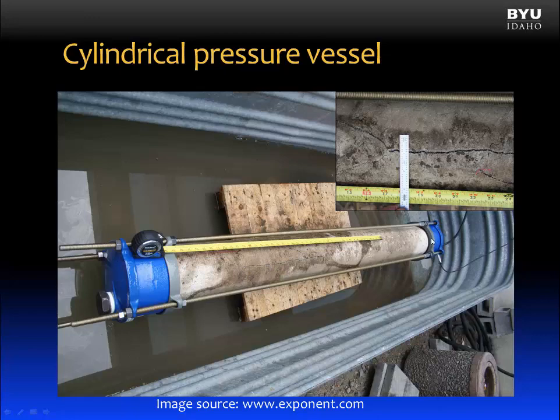End caps were put on each end, and the pipe was filled with water. And the water was pressurized until the pipe failed. And here you can see the crack in the pipe. It's a longitudinal crack. It's in the direction of the longitudinal axis of the pipe. There's something important about the direction of the crack, and we will talk about that as we go along.